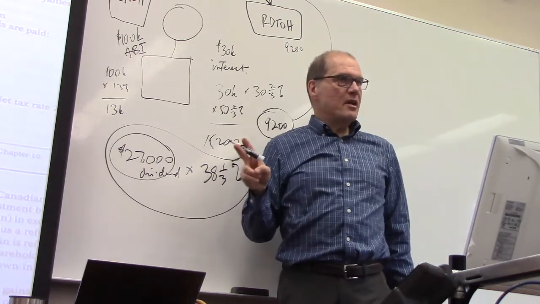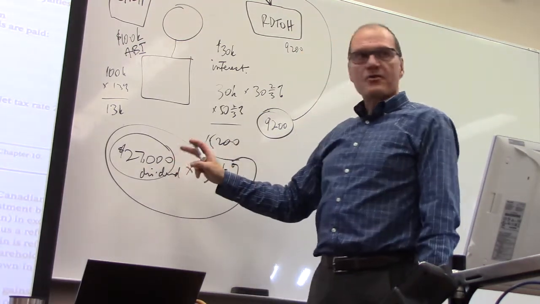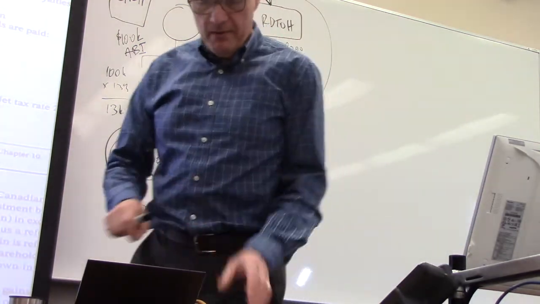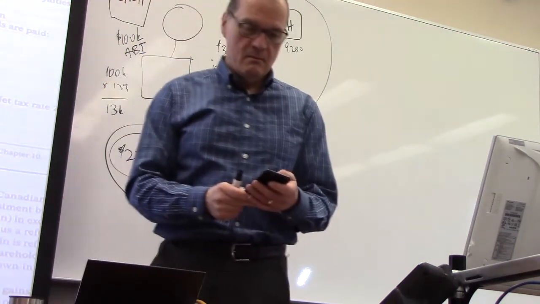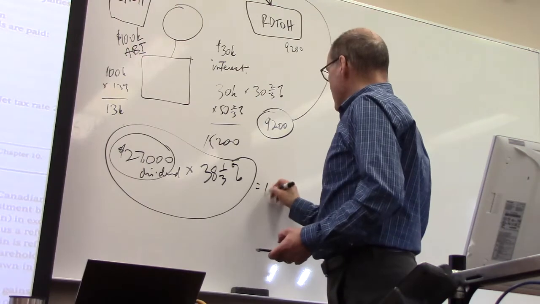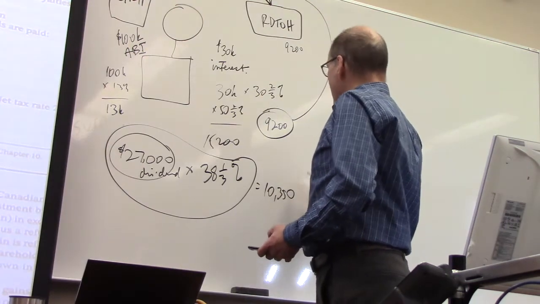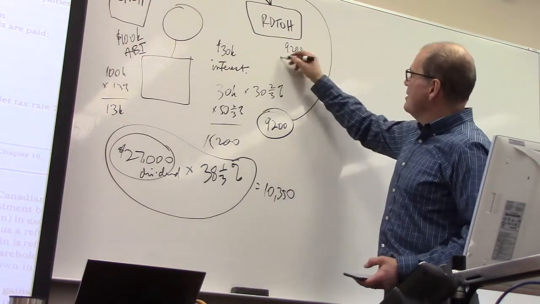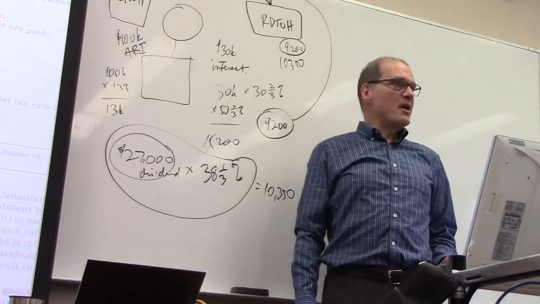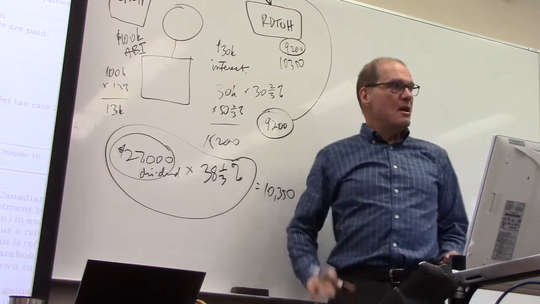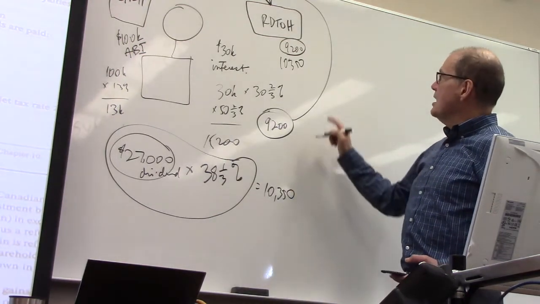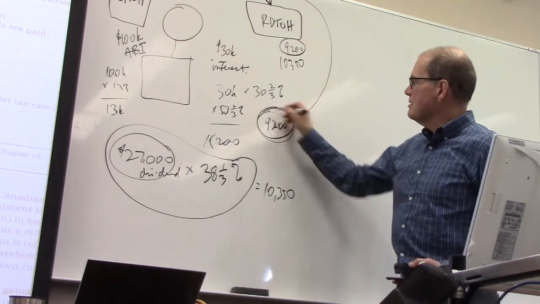And our dividend refund is either 27,000 times 38 1/3%. Please do that math for me. 10,350. The lesser of that amount, and whatever's in the RDTOH box in the first place, that's our dividend refund. Our dividend refund is $9,200.